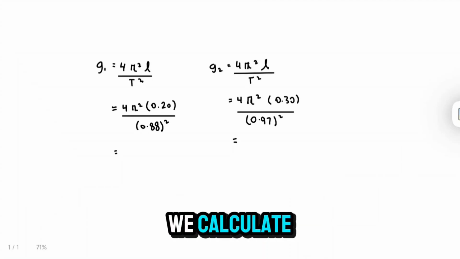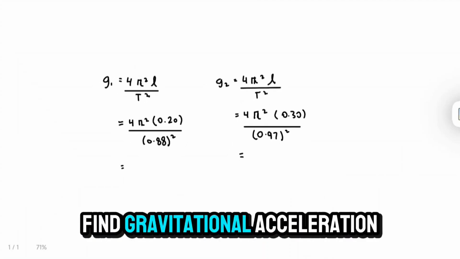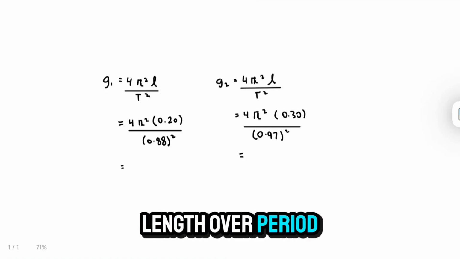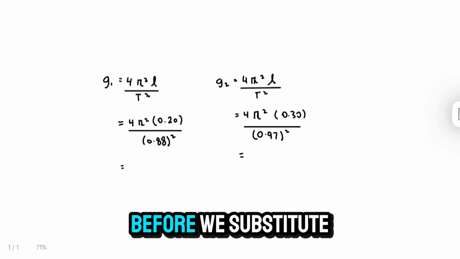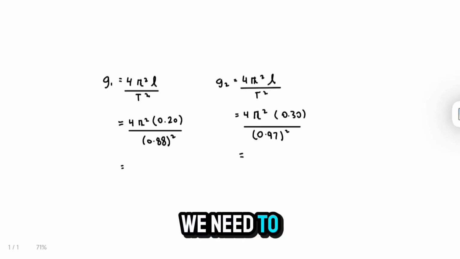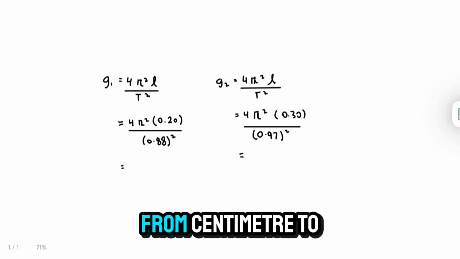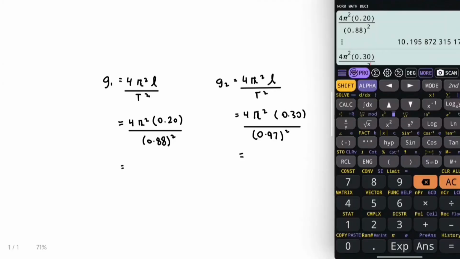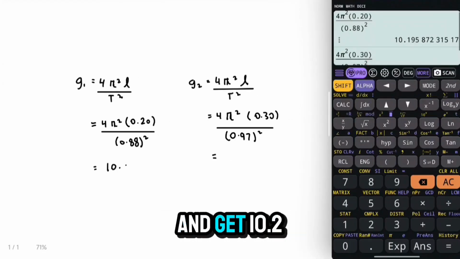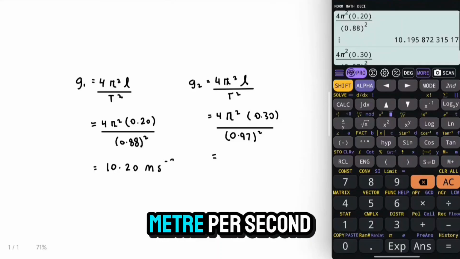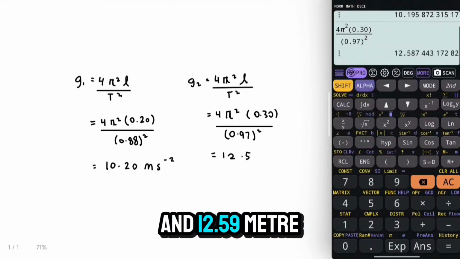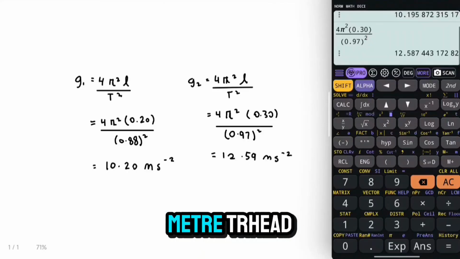From the period that we calculated, we can also find gravitational acceleration using the formula 4 pi squared length over period squared. Before we substitute the values, we need to convert the length unit from centimeter to meter. Then we calculate and get 10.2 meter per second squared for the 0.2 meter thread, and 12.59 meter per second squared for the 0.3 meter thread.